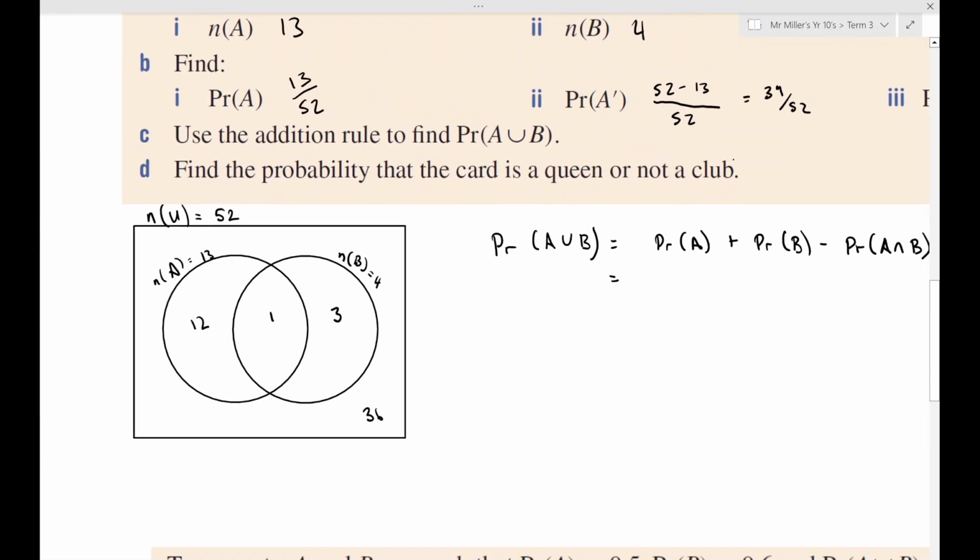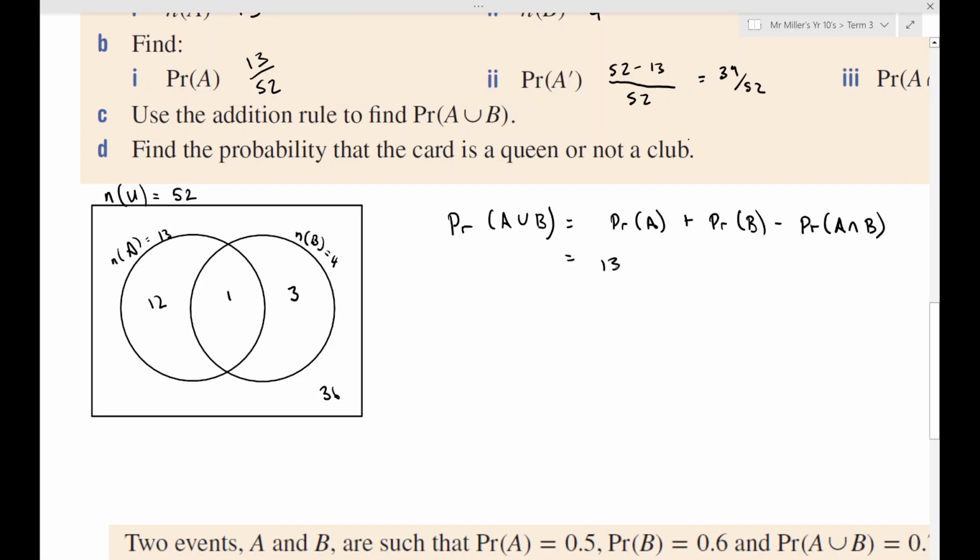Well, we saw that the probability of A was 13 out of 52. And the probability of B, well, we didn't see it, but we know it's going to be 4 out of 52. And the probability of the intersect, that's 1 out of 52. Probability of A union B is going to be 13 plus 4 take 1. That's going to be 16 out of 52. And if we count up, 12 plus 1 plus 3, there's 16 elements spread out across the union of A and B. So 16 out of 52 for C.